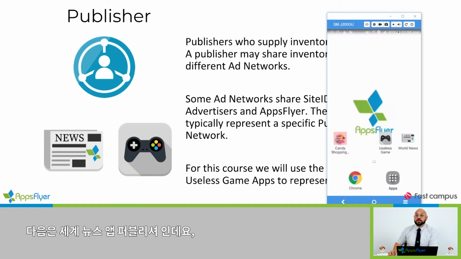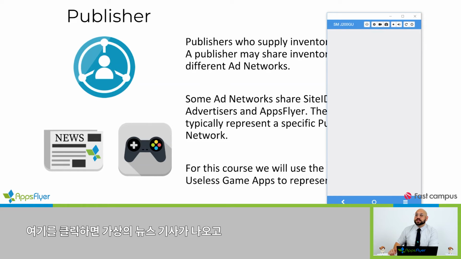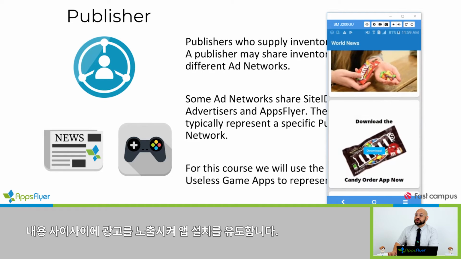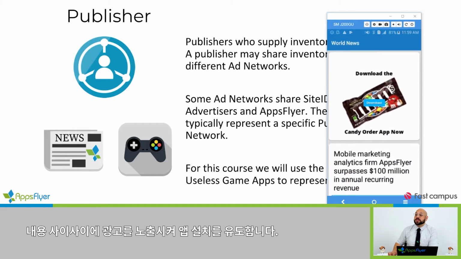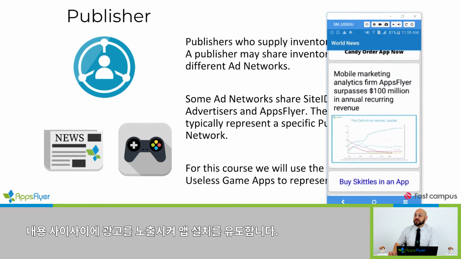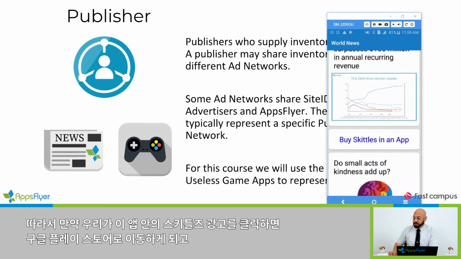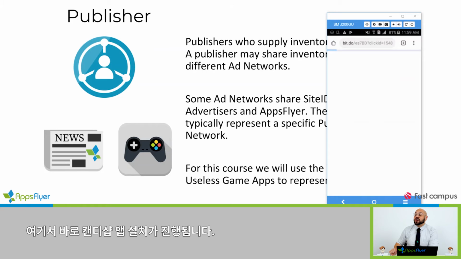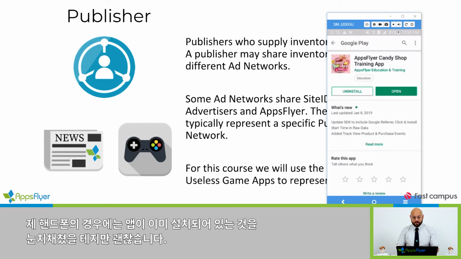Next, we have the World News publisher app, and if we click this one, we'll see that it's just an example fake news app that has some stories, and in between each of the stories, it also shows an advertisement to drive the install for an app. So for example, if we click Buy Skittles in an ad, this will take us to the Google Play Store where we can install the application. In this example, you'll notice that I already have the app installed, but that's okay.